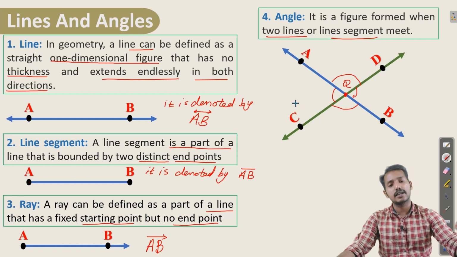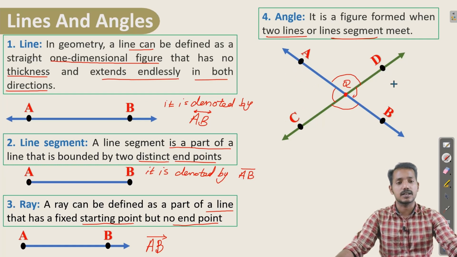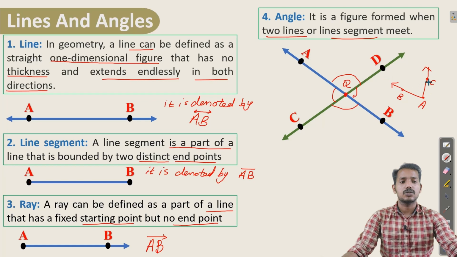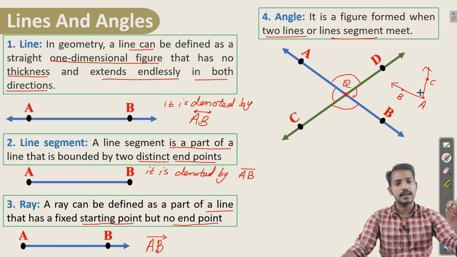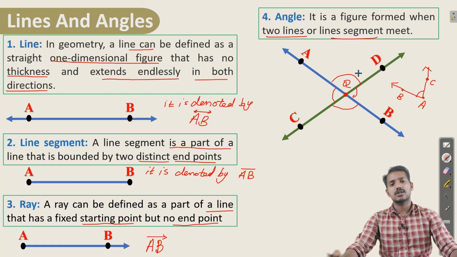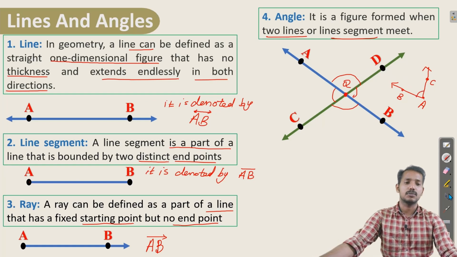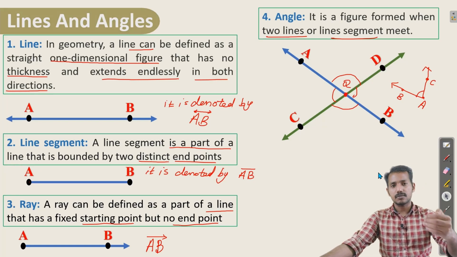This is not only in the case of lines or line segments, but in the case of rays also. For example, we have one ray AB and another ray AC. So these two rays AB and AC meet at the point A, and then also a figure is formed, that is an angle. Okay, so these are the basic terms we have to remember. Now let's discuss different kinds of angles.